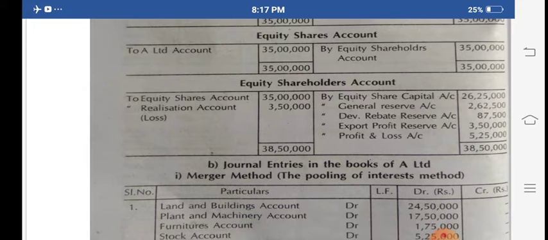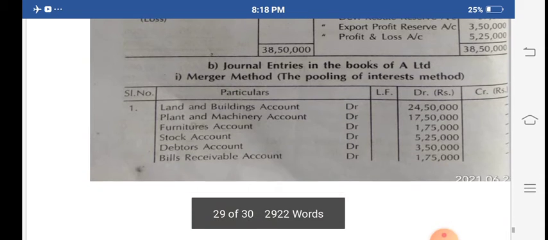Okay, so in the credit side by equity shares account we have to take general reserve, development reserve, export profit reserve, profit and loss account. All these things are given in the notes. You have to take these in the credit side. Then in the debit side you have to take only the purchase consideration, to equity shares account, and the ascertained amount is rupees 3,50,000, which is the realization account loss.